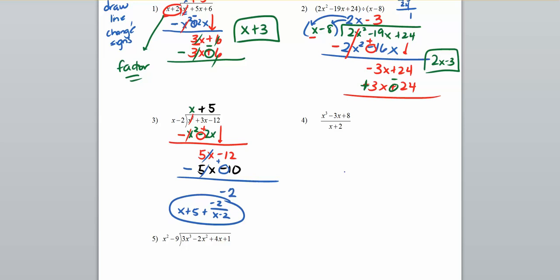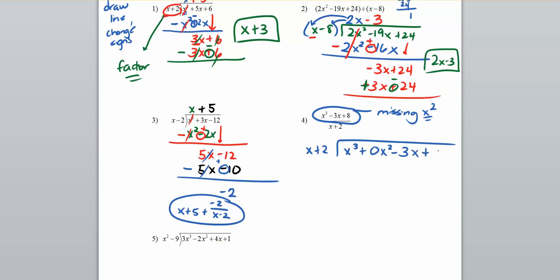The problem with number 4 is that you have to be careful, because when I go to divide, if you look carefully in the numerator, I'm missing an x squared term. And that's a big deal, meaning if I'm missing any term when you do division, you need to fill in that term with a 0. So what I mean by that is I'm going to write x cubed, but because I don't have an x squared here, I'm going to put plus 0x squared. I need to kind of have a placeholder for that. I'm going to leave the minus 3x and leave the 8.